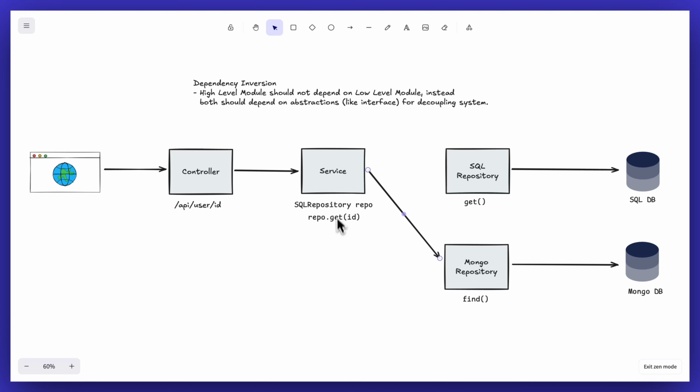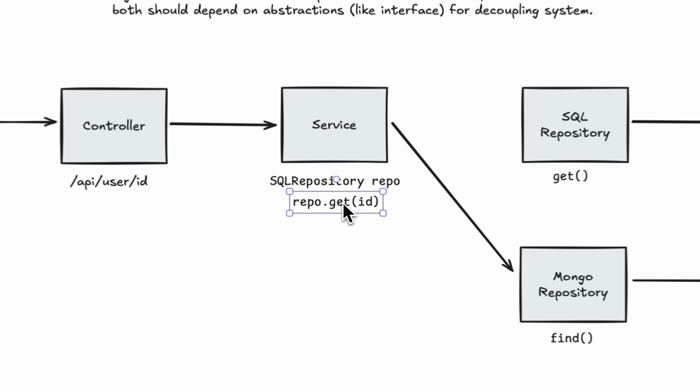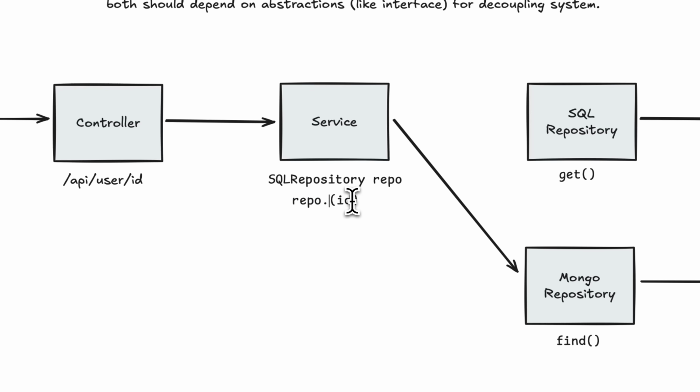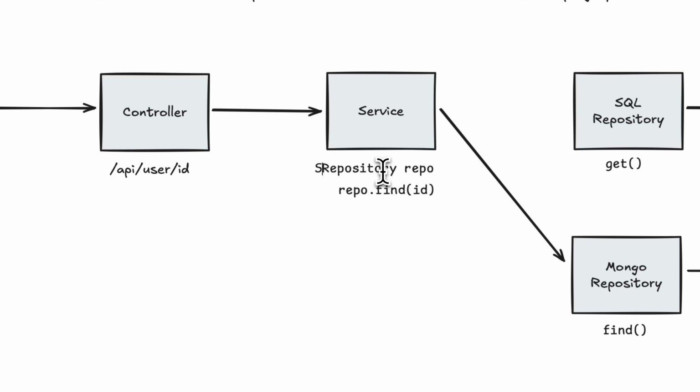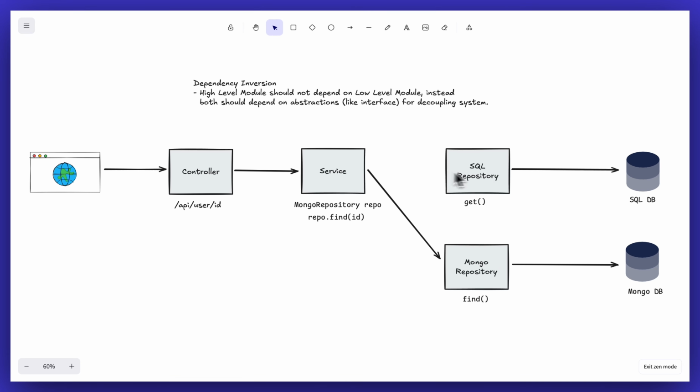It means that wherever in the service you were using the get function, now you have to replace it with the find function. Let's say there were 100 places where you were using get. Now you have to go and change all of them to the find function. This is one thing. Second, since we are pointing to the Mongo repository, the reference variable should also be the Mongo repository. So these are a couple of changes that you have to make when you are migrating from one database to another.